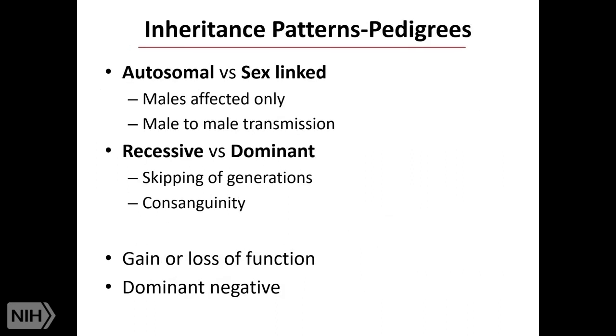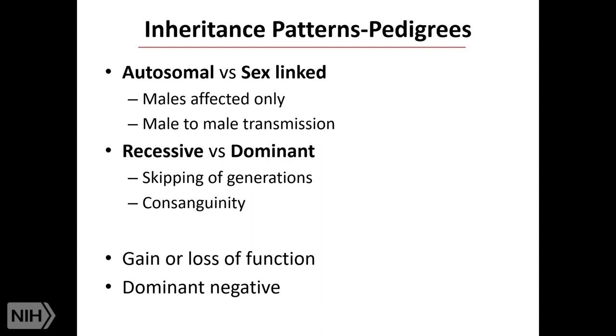All right, a couple things about inheritance patterns. For autosomal versus sex-linked, if you have males affected only, it's a pretty good idea you have something sex-linked. If you have male-to-male transmission, then you're looking most likely at an autosomal dominant disease. If you're looking at recessive disease, you're likely to have skipping of generations. You also commonly see in certain populations where there's a lot of consanguinity, you see more recessives, whereas dominants, you don't see that. There's also the concept of this gain or loss of function.